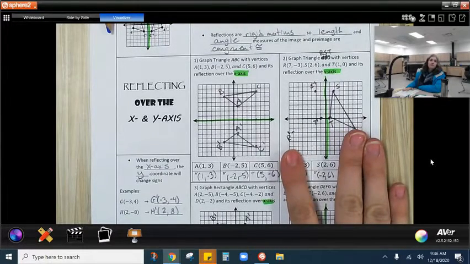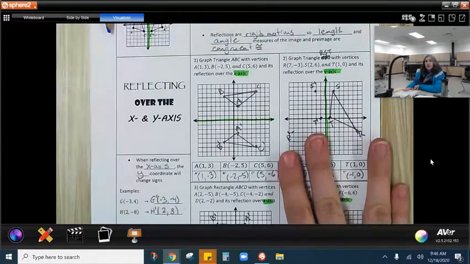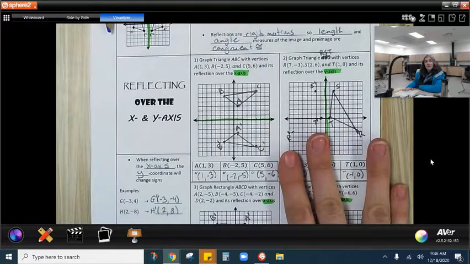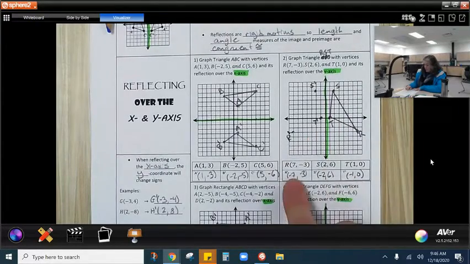What about S? What's the same about S and S prime? What's different about them, and how is it different? And then what about T? What's the same about T and T prime? How is it the same? What's different about them? How is it different? Hopefully you notice a little bit of a pattern here.